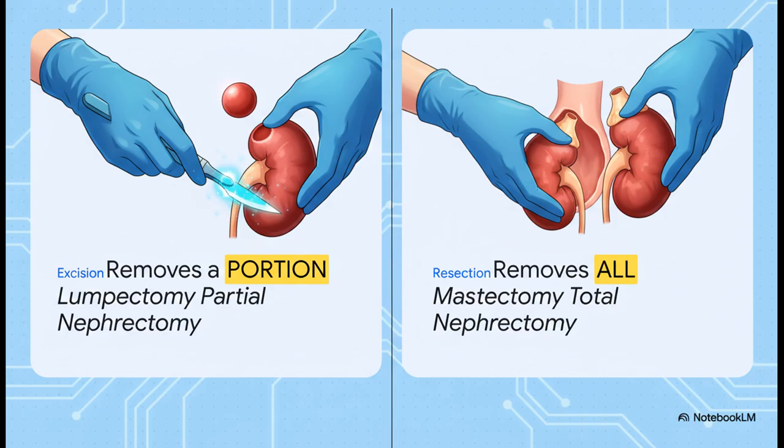And when you see them side by side like this, it just clicks, doesn't it? Excision is partial, resection is total. A partial nephrectomy is an excision of the kidney, a total one is a resection. It always comes back to that objective. Are we taking some or are we taking it all?